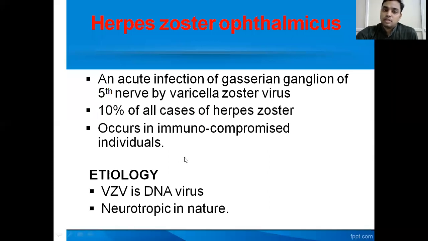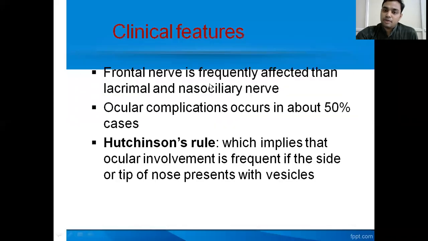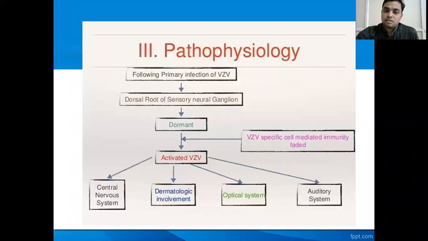So what are the nerves it damages? The frontal nerve is frequently affected, followed by the lacrimal and nasociliary nerves. Ocular complications occur in 50% of the cases. And the Hutchinson rule states that if there is any skin lesion on the tip or side of the nose, then it definitely involves the eye. So if there are skin lesions involving the tip of the nose, there is an involvement of the eye. So this is the Hutchinson rule.